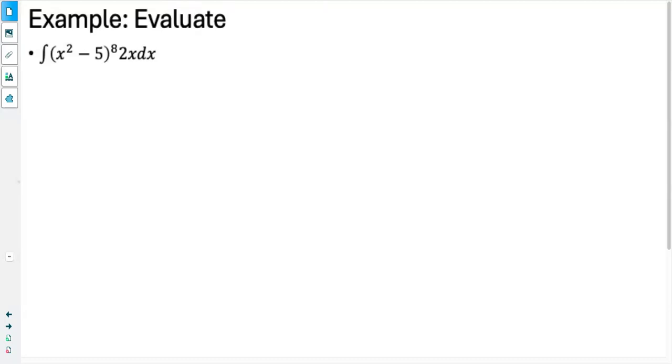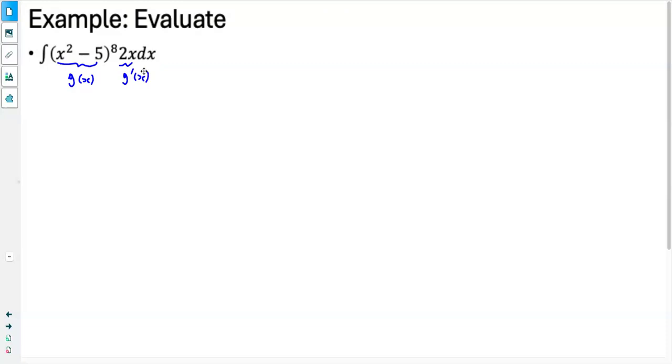So for example, evaluate the integral of x squared minus 5 to the power of 8 times 2x dx. What we can see here is essentially we have a function that's to an exponent. So this inner function would be our g of x. Now we can see the derivative of that right here. So this is our g prime of x.